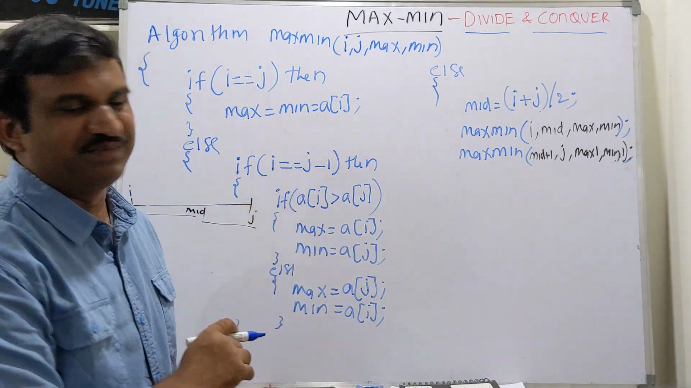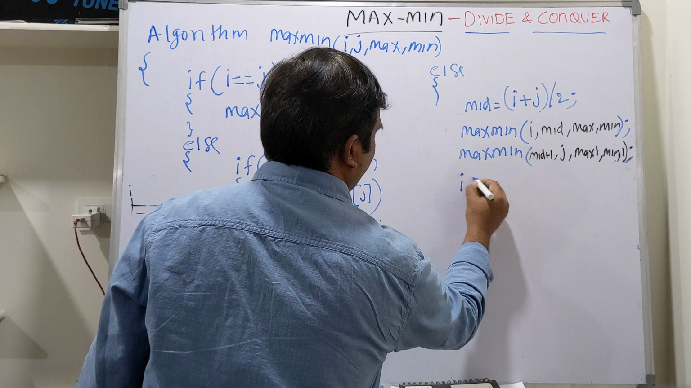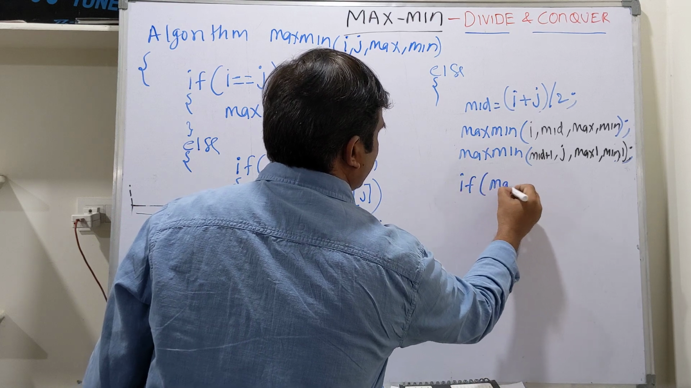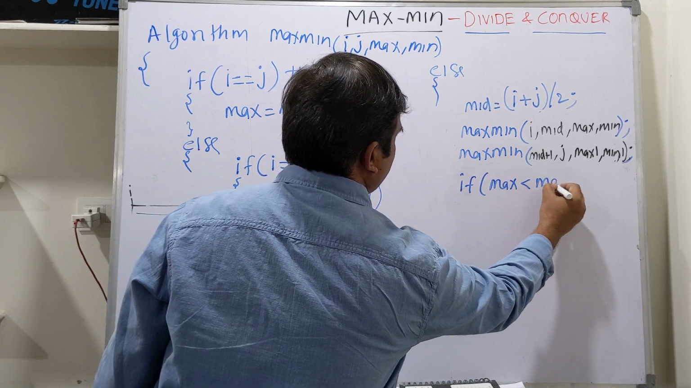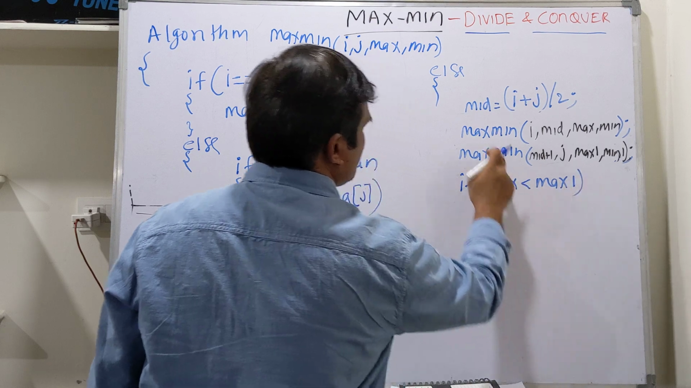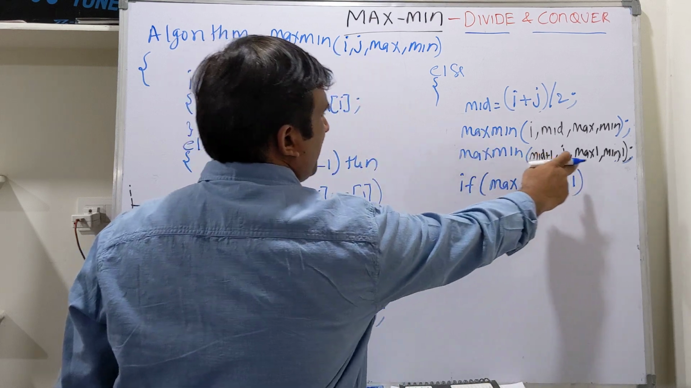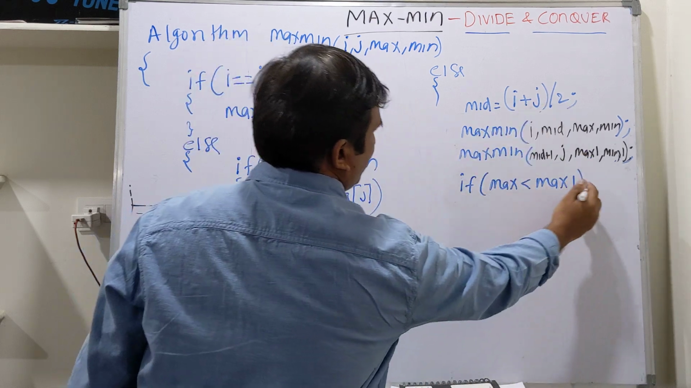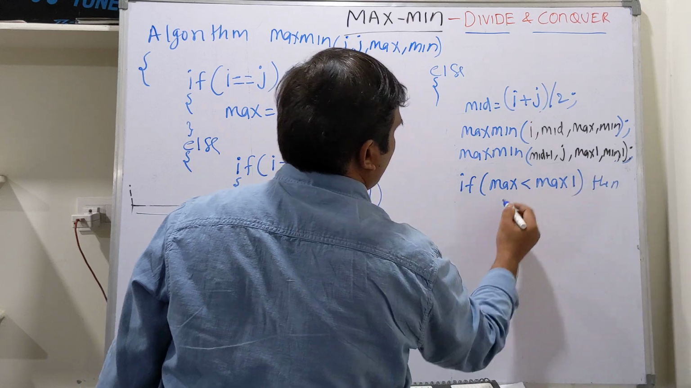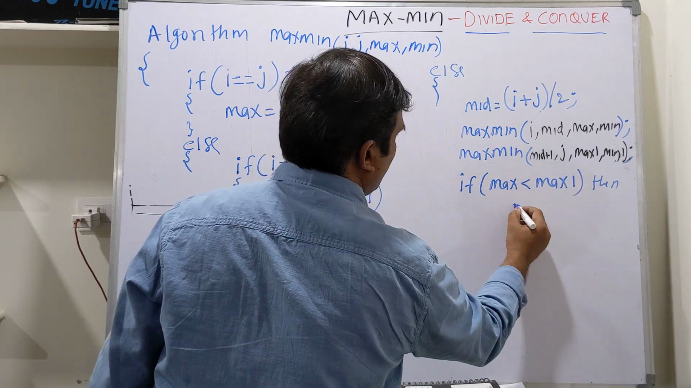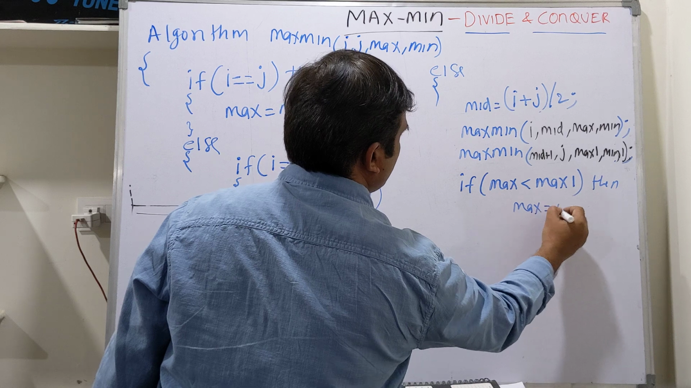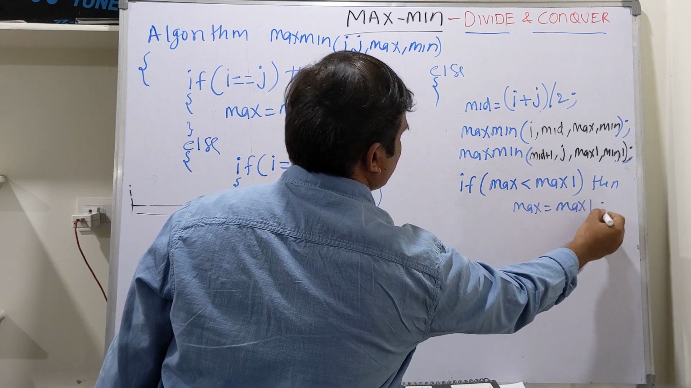We compare both the elements. If max is less than max 1, that means what? The first maximum will be compared with the second maximum. If the condition is true, then what will you do? Very simple. Max is equal to max 1.